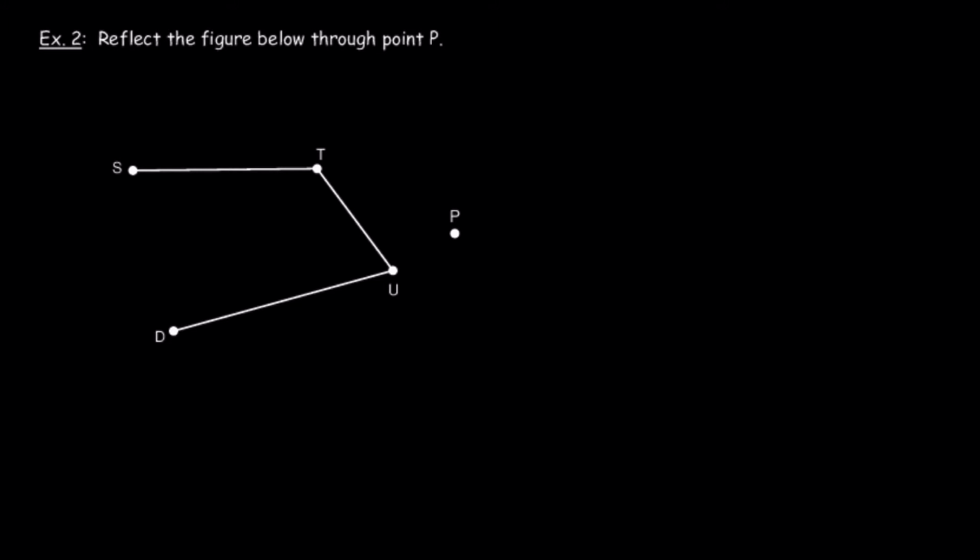So first thing I'm going to do is draw in segment DP. And then I want to copy that segment to the other side. So if I have a straight edge, I can measure that and continue it through point P. So at the end of this segment would be D prime. Now let's do the same thing with my other vertices. Let's do U, create that segment, and then copy that, paste it to the other side. At the end of this segment would be U prime.